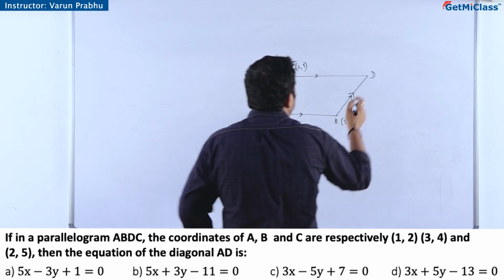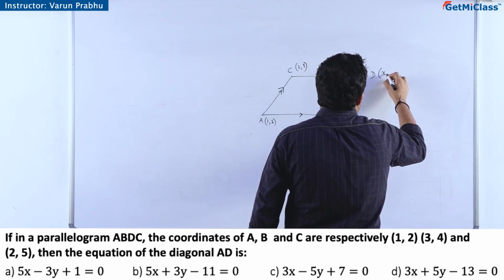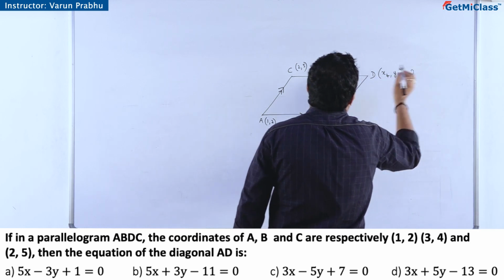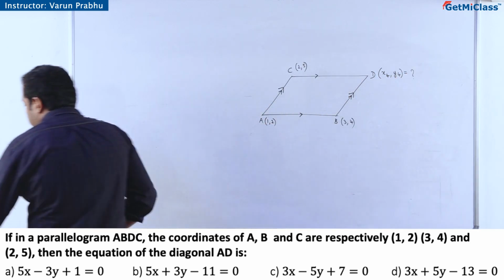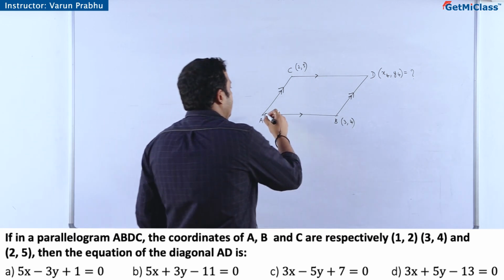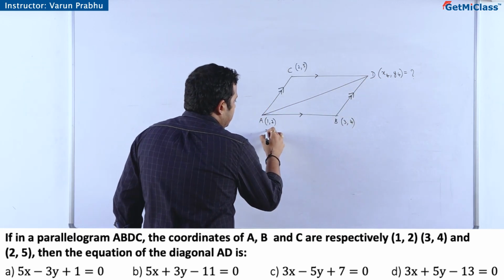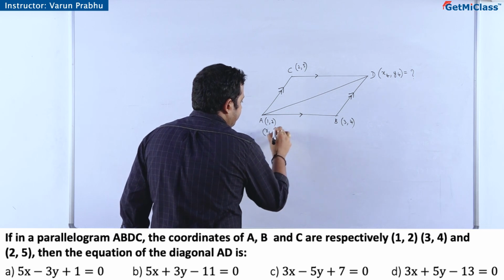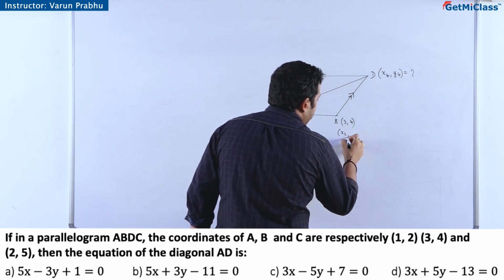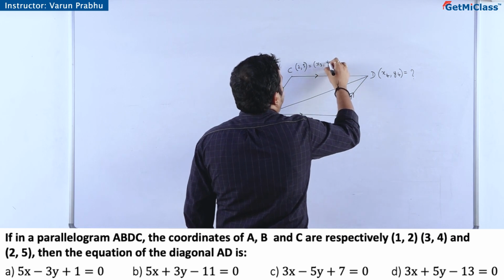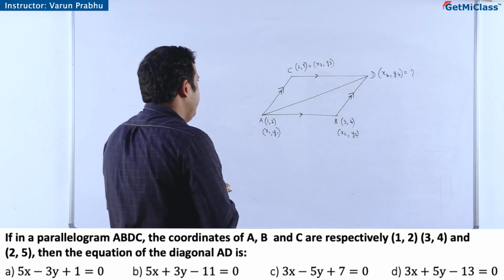Now the equation of the diagonal. Let me call the fourth point x4, y4. Is it okay? The question is asking you to calculate the equation of the diagonal AD. So let me call this point x1, y1, this point x2, y2, and this point x3, y3. Is it okay?